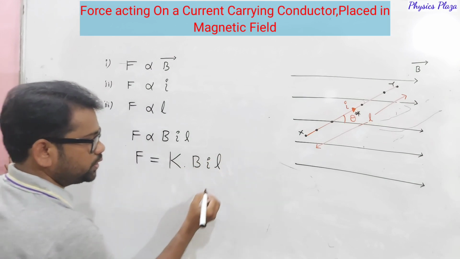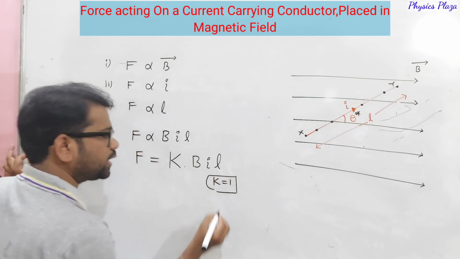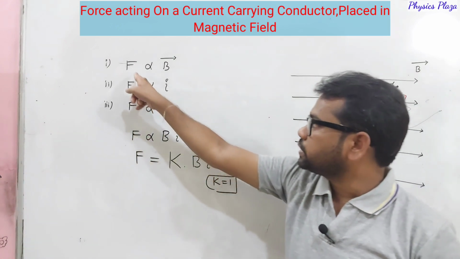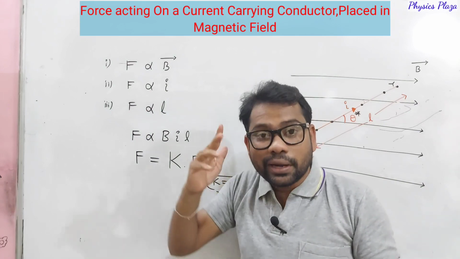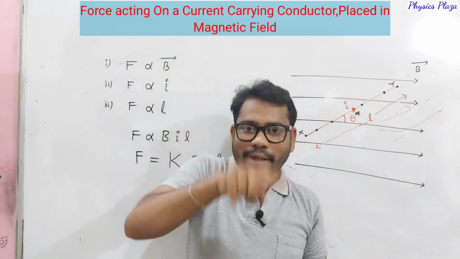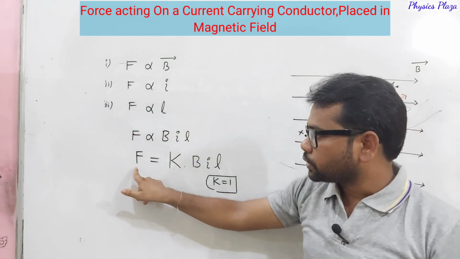Whatever this K value, we will take K as 1. Sir, why should we take K equal to 1? Children, it is very clear that force is depending on these 3 factors, and we will assume that it may depend on another factor also. It may depend, it's an assumption. It might be, it might not be. And we are assuming that it is K. Force also depends on K.